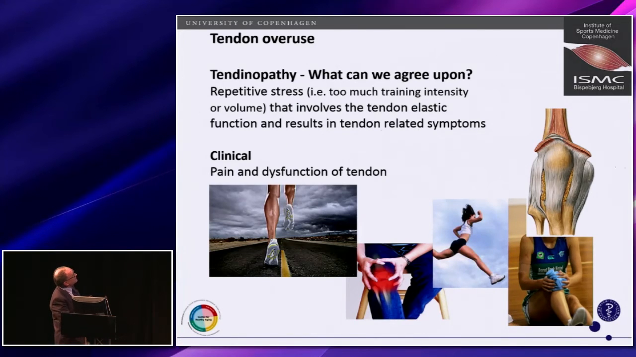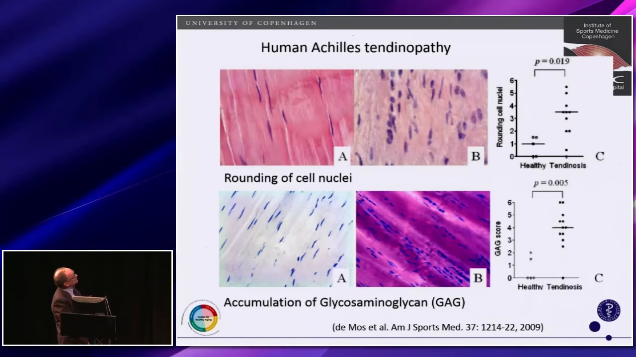So tendinopathy, just to put that here at the end, and talk a little bit about what it is and what is actually happening. Well, we all can agree that it means that the tendon has been loaded and used for its elastic function, and that there is pain and tendon dysfunction. It's also painful to palpate it. But what does it look like when you look inside? Well, this is a piece of a human Achilles tendon, a healthy one, and this is a part of a tendon which is tendinopathic. And you can appreciate that the elongation of the cells in the tendon is changed. You have more rounded cells. And you can also see that there is an accumulation of glycosaminoglycans, which is mainly responsible for attracting water and the swelling of the tendon.